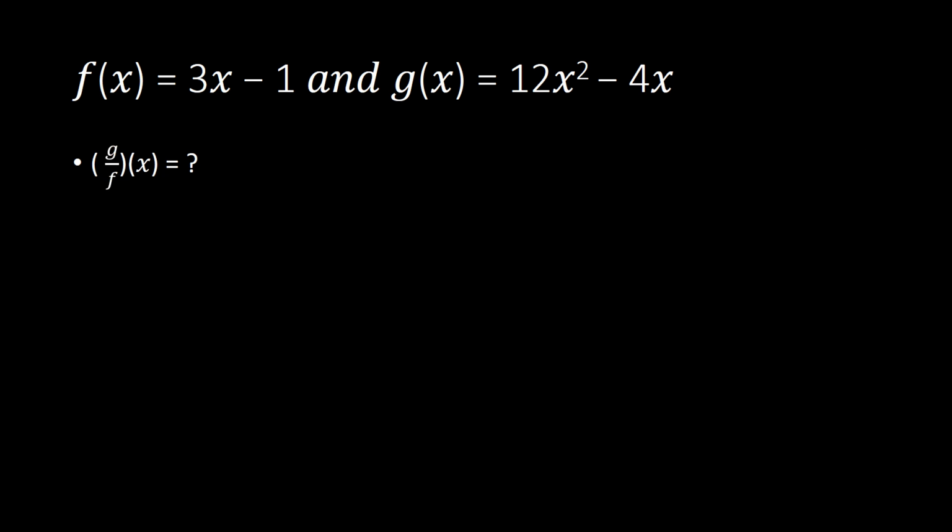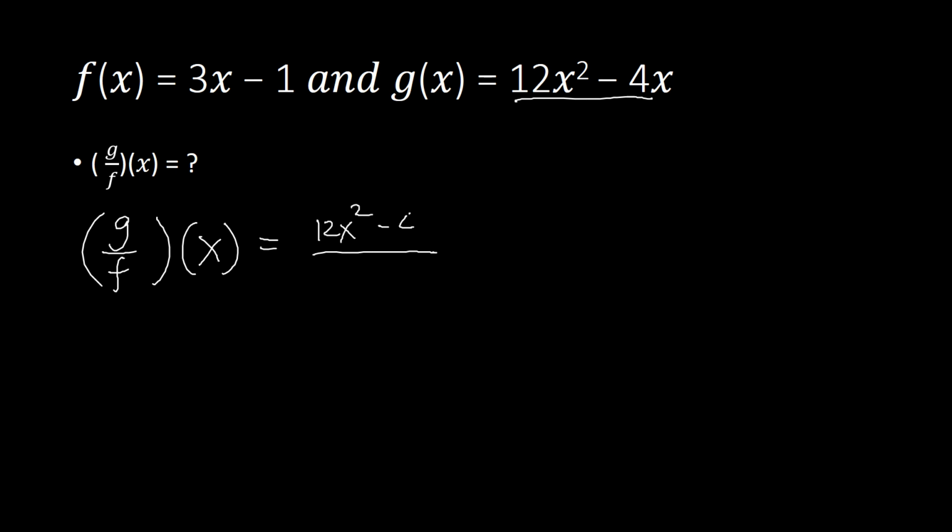So next we go for the division. So we've got g over f of x. Now always remember we need to follow whatever function is at the top should be at the top. So we have g here, so that should be g of x, which is 12x squared minus 4x. Then f of x is at the bottom part, so we also follow 3x minus 1 should be at the bottom part.